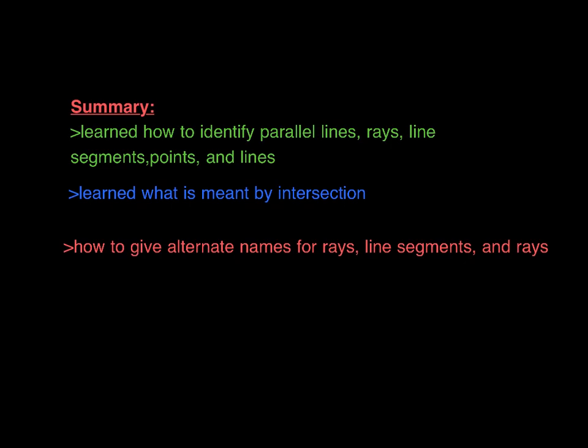So here's a summary of what we have done today. We've learned how to identify parallel lines, rays, line segments, points, and lines. We've learned what is meant by intersection. Remember, that's when they cross or run into each other. And we've learned how to give alternate names for rays, line segments, and I repeated rays there. That should be lines.